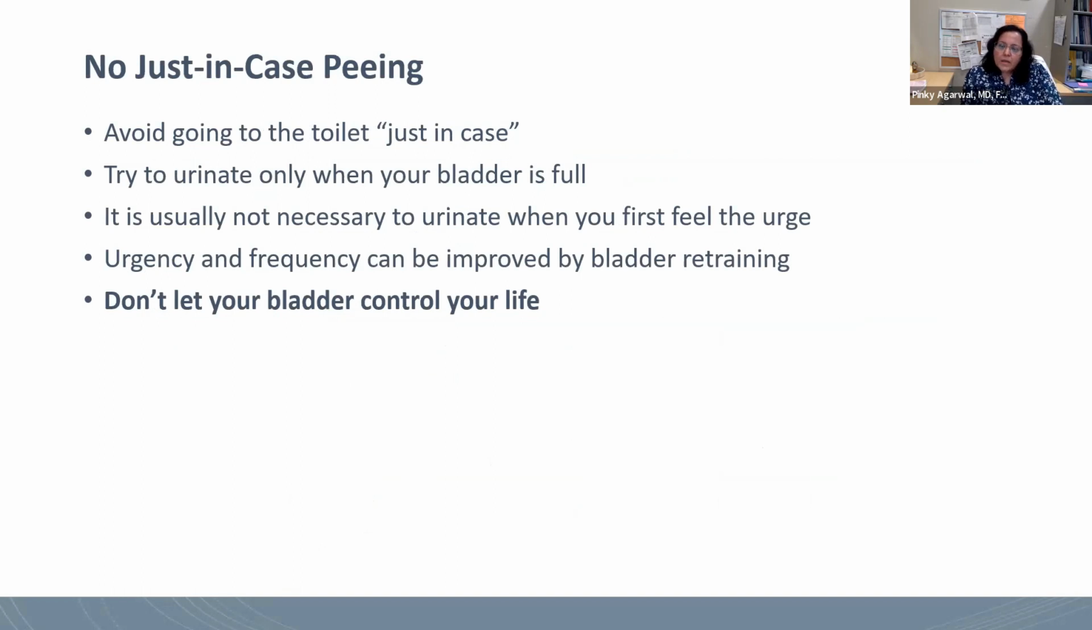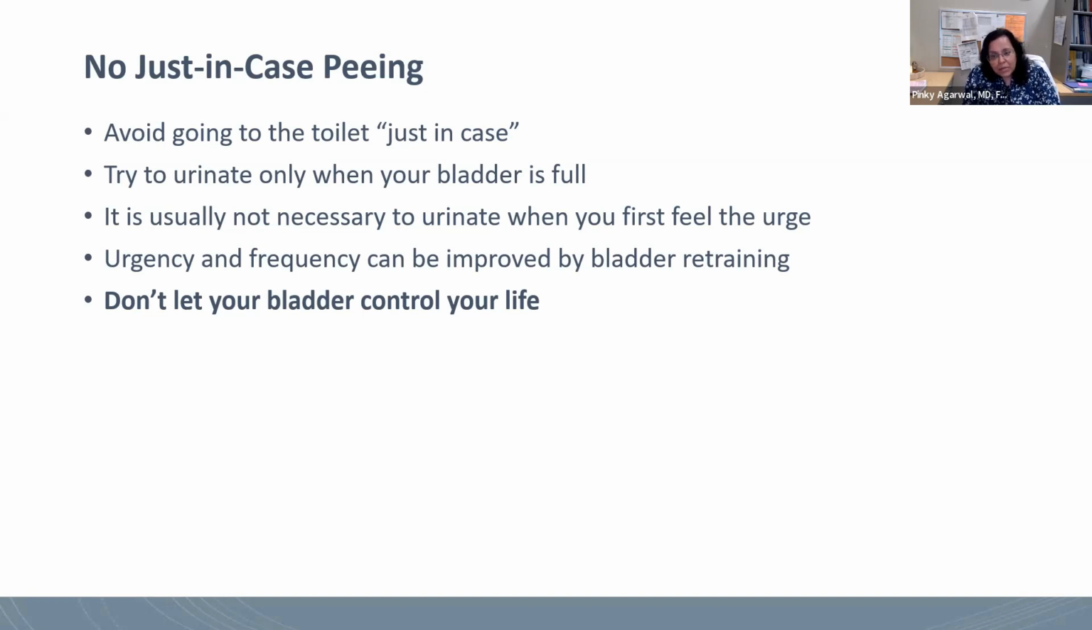So the message is that we should avoid "just in case" peeing, which is avoid going to the toilet just in case. Try to urinate only when the bladder is full. It is not usually necessary to urinate when you first feel the urge. And urinary urgency and frequency can be improved by bladder retraining. Don't let the bladder control your life.